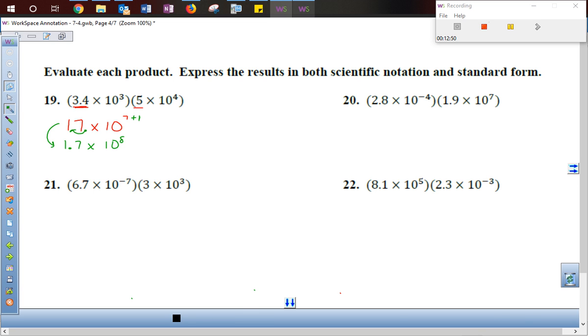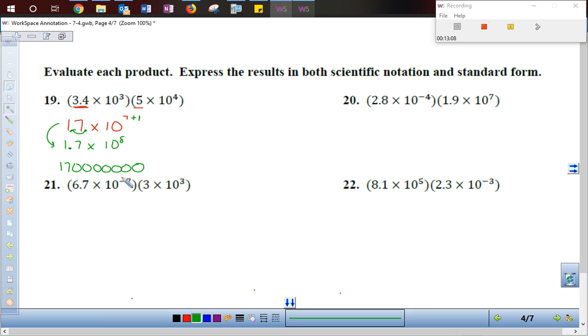Now all I have to do is write it in standard form. So that means I need to move the decimal 8 places to the right. So if I move it once, I have 17. Then I have 7 more places, so I'm going to add 7 more zeros. Finally, I'm going to go back in and put my commas. 1, 2, 3, comma, 1, 2, 3, comma, and I have 170 million. And I'm going to box my 2 answers.